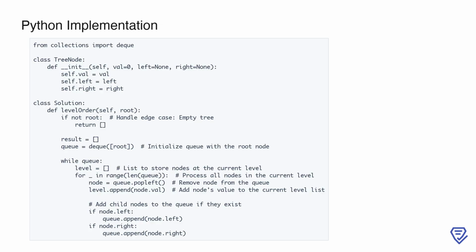The while loop is used to process the tree level by level as long as there are nodes in the queue. Inside the loop, we first create an empty list called level to store the values of nodes at the current level. Then, we use a for loop to iterate over all nodes currently in the queue, which represents the nodes in the current level. For each node, we remove it from the queue using popleft and add its value to the level list. If the node has a left child, we append it to the queue, and similarly, if it has a right child, we append that as well. This ensures that all children of the current level are added to the queue for processing in the next iteration.